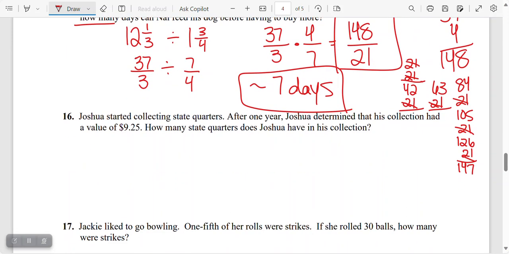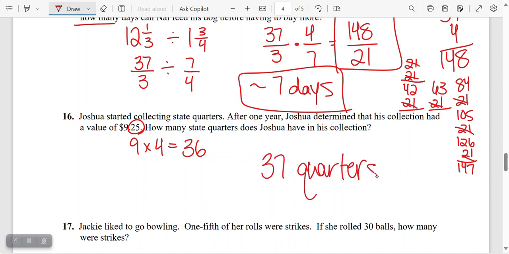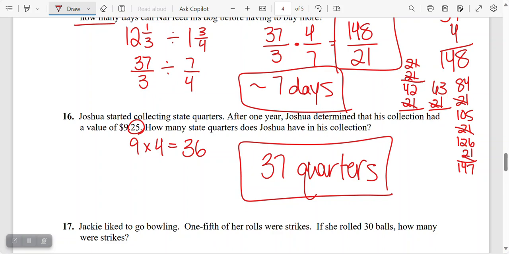16. Joshua started collecting state quarters after 1 year. He determined that his collection had a value of $9.25. How many state quarters does he have? This can be done a lot of different ways. We're looking to see how many times 0.25 goes into 9.25, or we can think about it like this. There are 4 quarters in a dollar, so 9 times 4 is 36. And then there's the 1 extra quarter left over from the 0.25, so he has 37 quarters. And you can just use your number sense there.